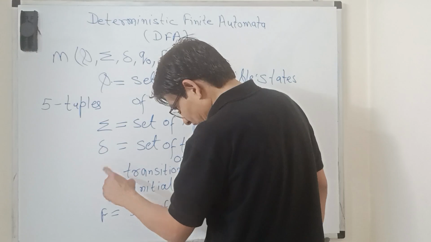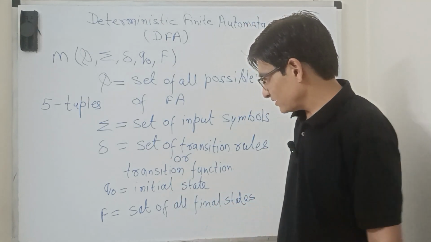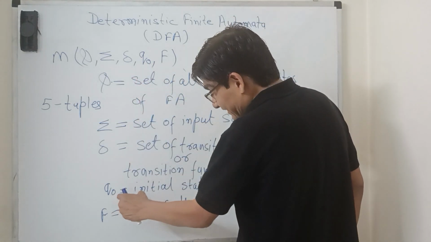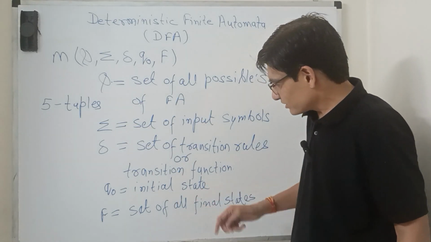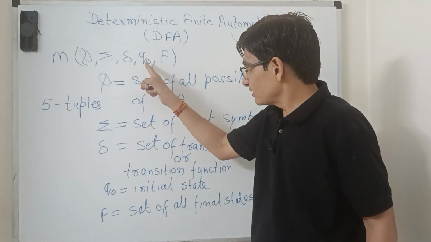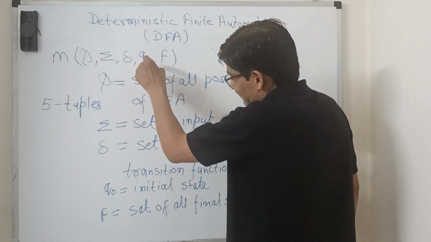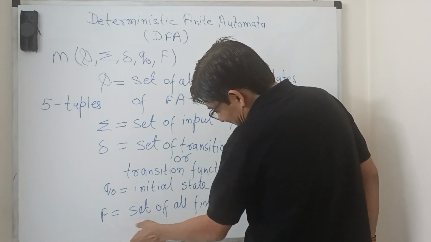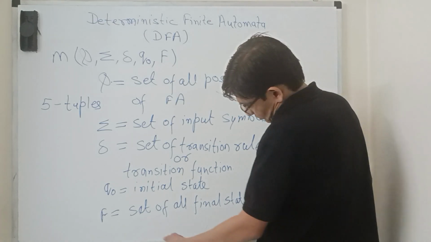Now, let me discuss the fourth and fifth first. Then we will discuss the third component in much detail. The fourth component, as I told you, is not a set. This is a single state, known as the initial state. Whatever the initial state is, we can represent it with q0, or whatever name we assign to the initial state, we can replace this q0 with that name. Now the next component is F, which is the set of all final states of the machine, so that is again a set.